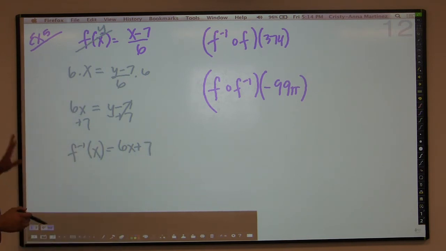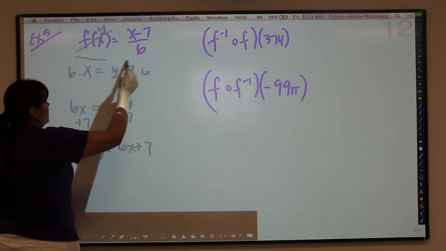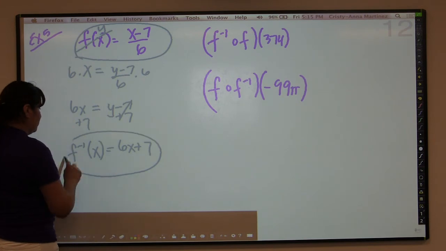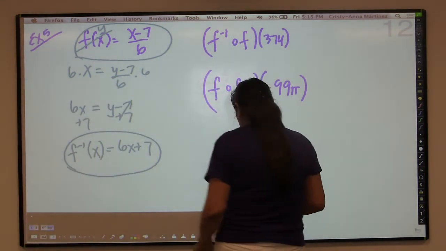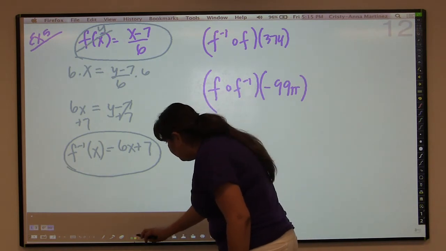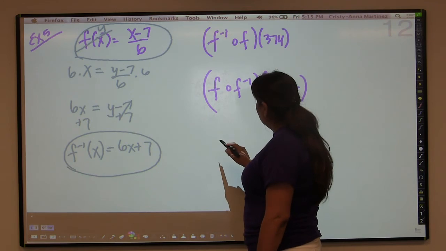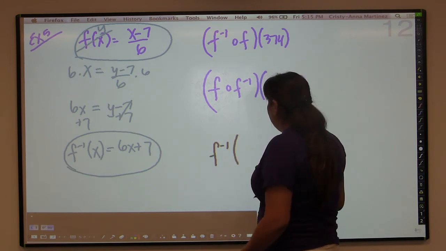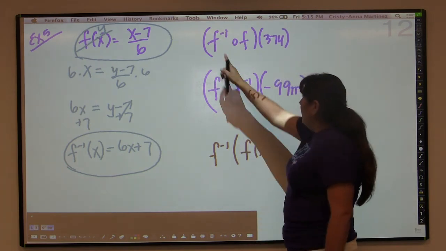Now remember, this never told me to find the inverse function. They gave me this function, and I determined that this is the inverse function, and now they want me to do f inverse of f. That literally means, people, that they want me to do f inverse of the f function. This is the notation that I like. Remember? F inverse of f.